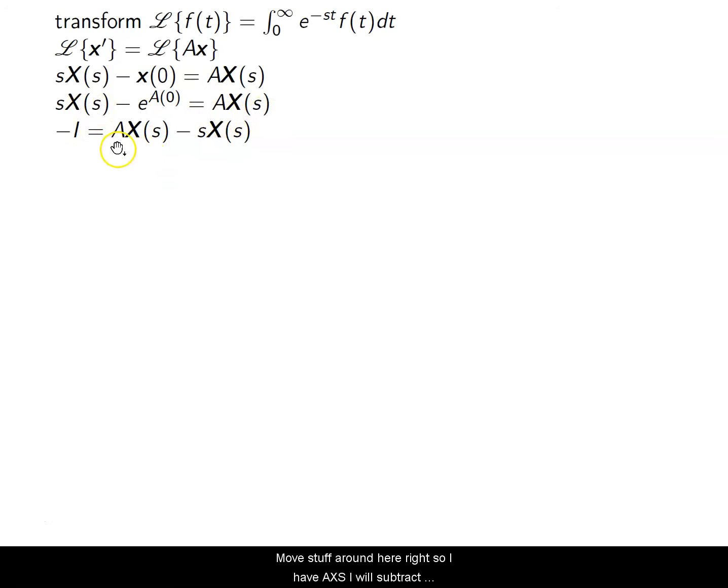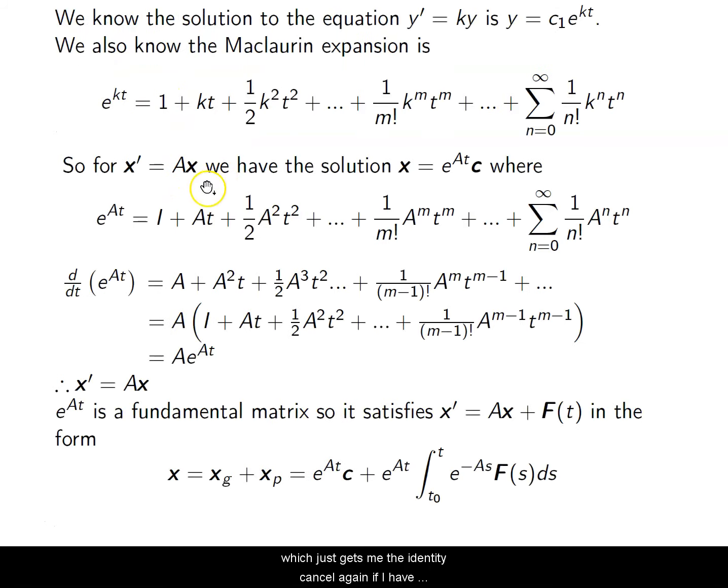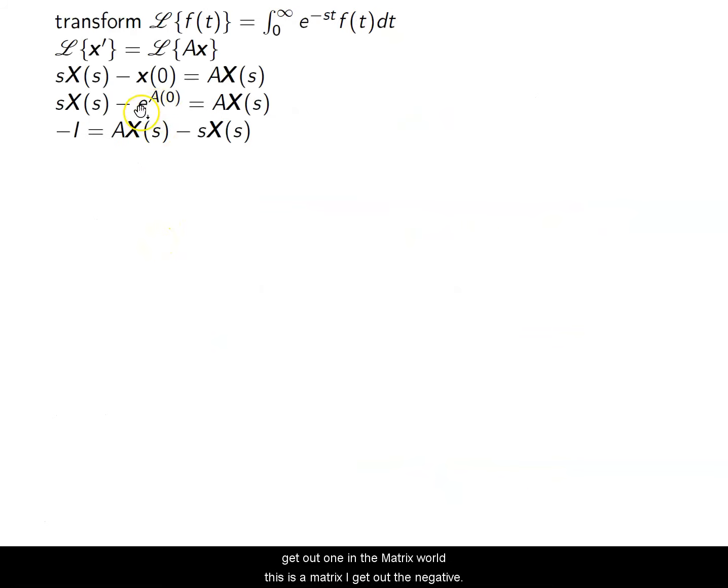And so I can start to move stuff around here, right? So I have A X of s, I will subtract this on both sides, and e to the A0 is just that expansion evaluated at 0, which just gets me the identity. Okay, so again, if I have this and I plug in t equals 0, everything goes away except for the identity matrix. So when I evaluate this, I don't get out 1. I'm in a matrix world. This is a matrix. I get out the negative identity. Okay, so I've moved this over to the right hand side. This A X of s is still there.